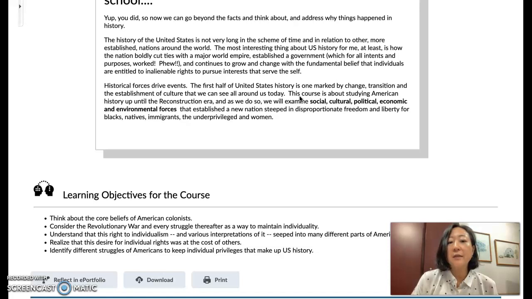This course is about studying American history up until the Reconstruction era, and as we do so, we will examine social, cultural, political, economic, and environmental forces that established a new nation steeped in disproportionate freedom and liberty for Blacks, Natives, immigrants, the underprivileged, and women.